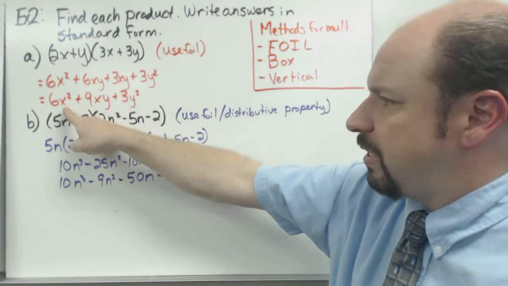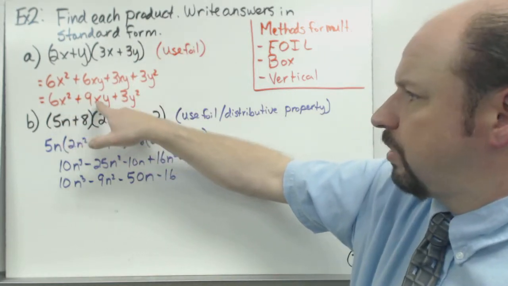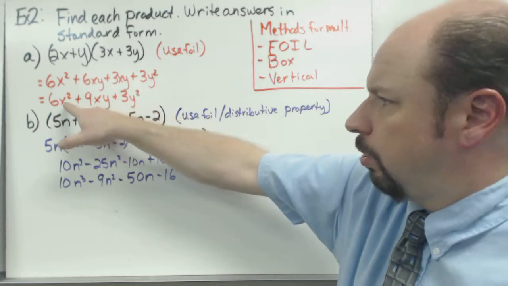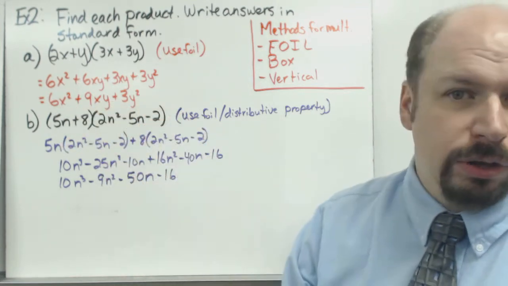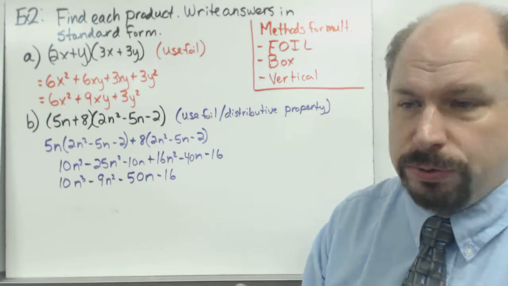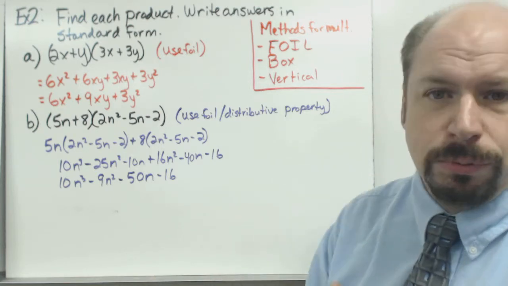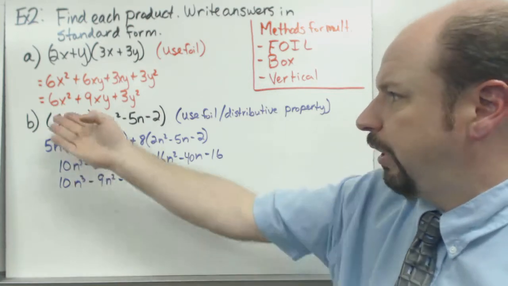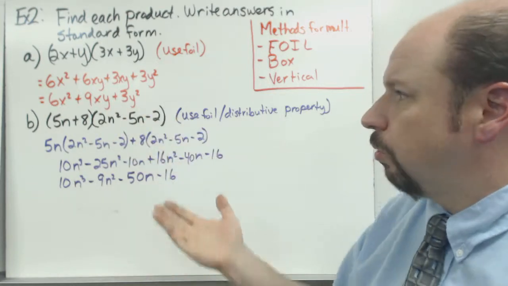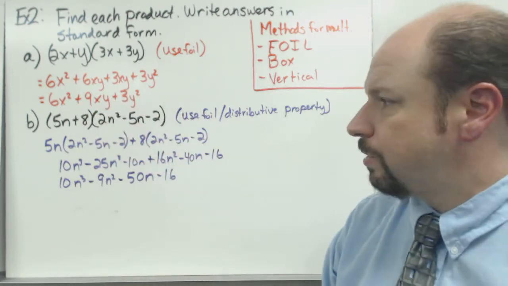Since all of these basically have a degree of 2, because here 1 plus 1 gives us 2, here 2, here 2, there really is no correct order to put those in for standard form because they all have the same degree for each term. So it's already in standard form as it is.